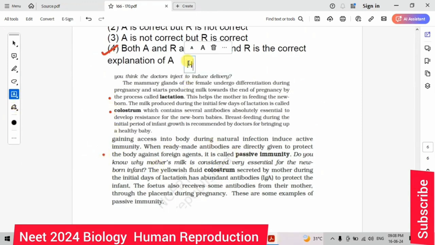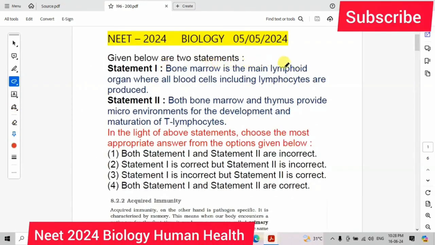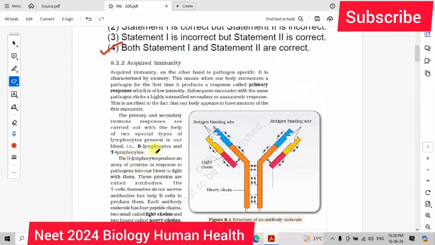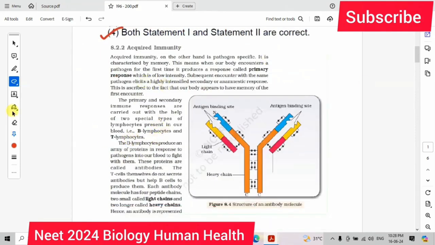Statement 1: bone marrow is the main lymphoid organ where all the blood cells including lymphocytes are produced, and it is right. Second, both bone marrow and thymus provide microenvironments for the development and maturation of T lymphocytes, and it is also right. So both 1 and 2 are correct. Option 4 is the answer. You can see the NCERT regarding the topic, from the chapter known as Human Health and Diseases.